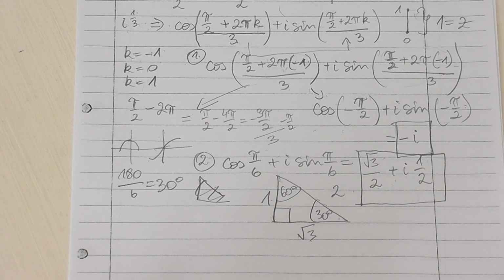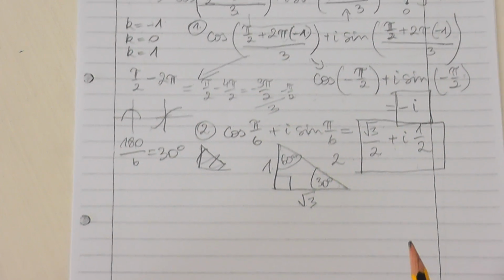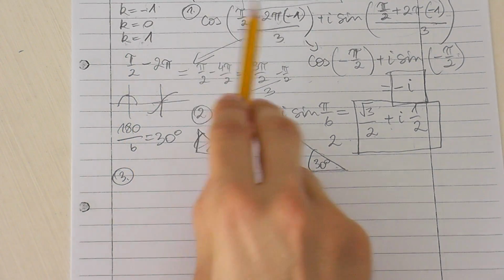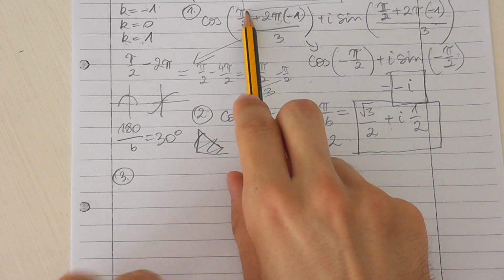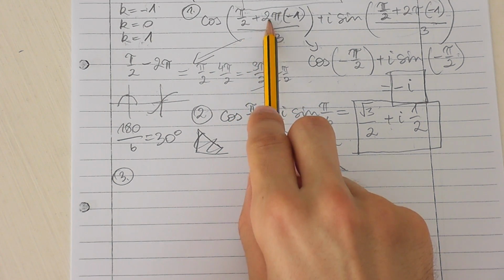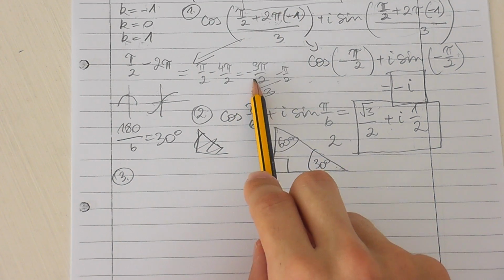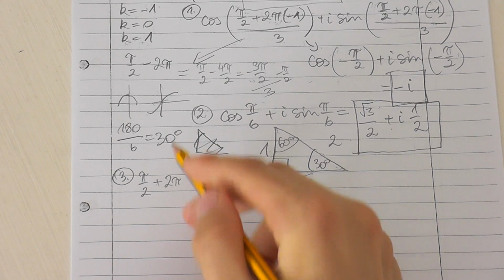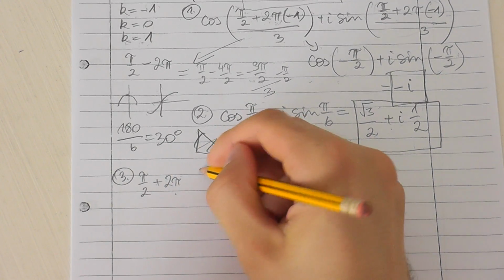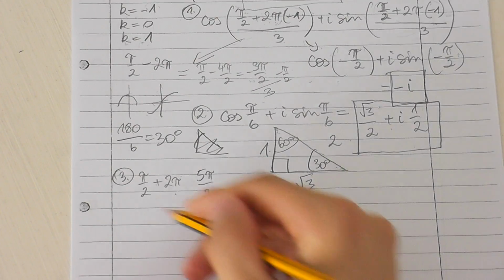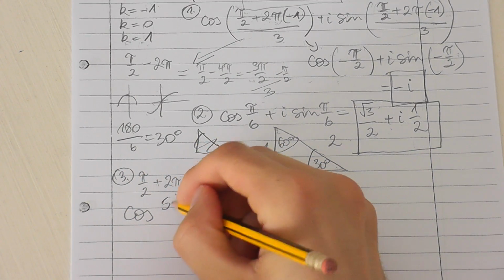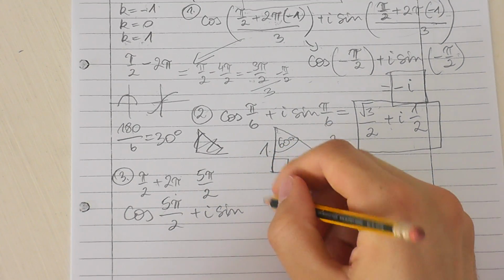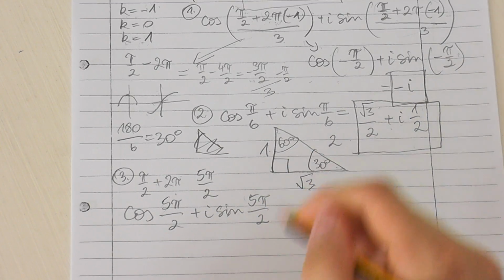Finally, we're looking for root number 3. I'm going to push this up a little bit more. Root number 3 we're going to get by making k equal to 1. And so it's going to be pi over 2 plus 2 pi, which gives, in this case, it was minus 3 pi over 2. In this case, it's like 4 pi over 2, so it's 5 pi over 2, right? And so our last root, the third root, is going to be cosine of 5 pi over 2 plus I sine 5 pi over 2.